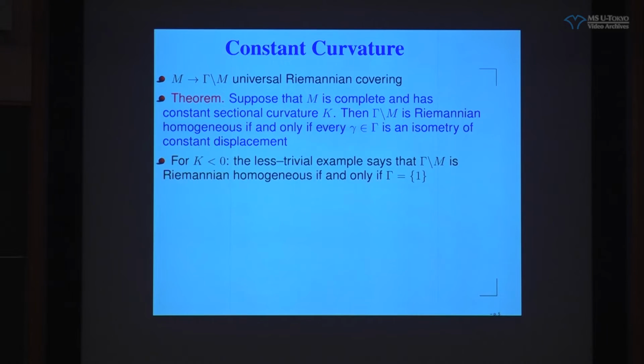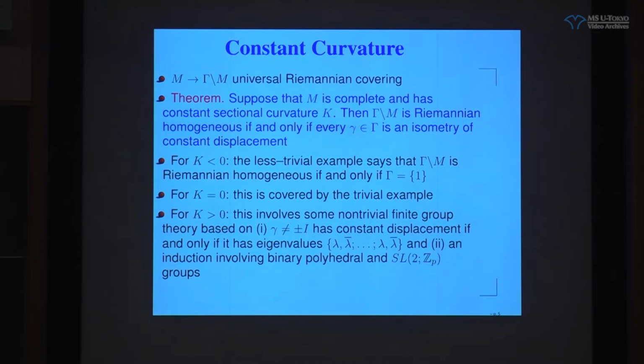So in this case, if the curvature is less than 0, we know already that gamma is trivial, so it's immediate that the quotient, which is not a quotient at all, is homogeneous. If k is 0, that's just the Euclidean space, so we know that, again, the quotient is homogeneous. And if k is positive, that gets a little tricky. One has to know something about spherical space forms and do some calculations, but it works out okay.